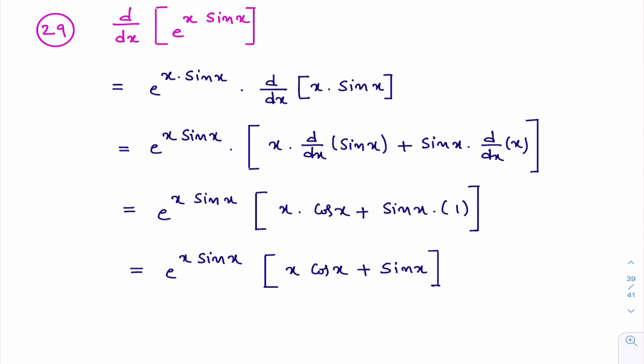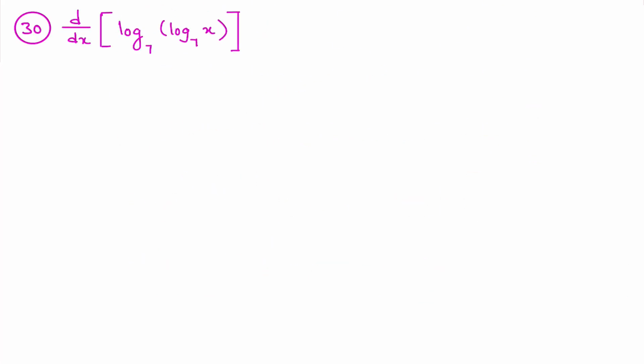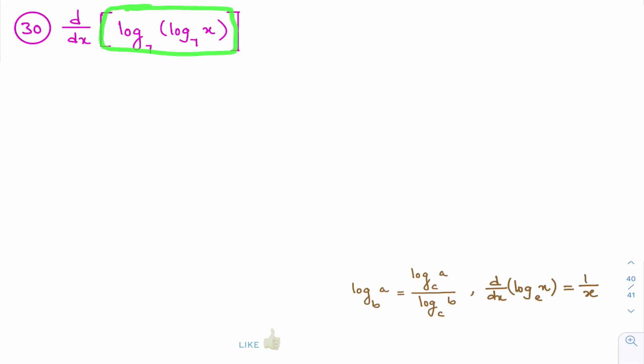Now, we'll move to the last problem in chain rule differentiation. See, this is a little difficult question. We need to differentiate this. d by dx of log x base 7. So here, to do this, we need to know this formula.